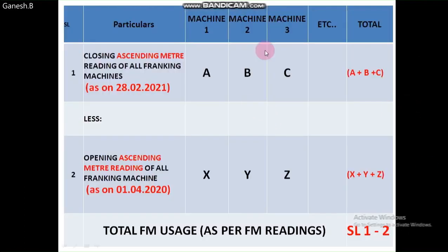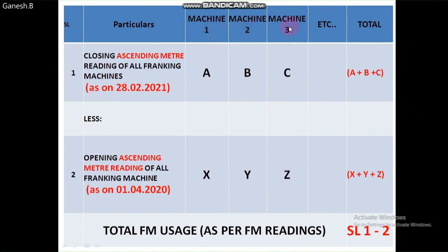Please look into this table. This table we prepared for an office. This office has got 3 machines. 2 machines are in BPC and 1 machine is in a customer place. So we are going to consider both departmental franking machines and private franking machines. This exercise we did for the period between 1/4/2020 to 28/2/2021.